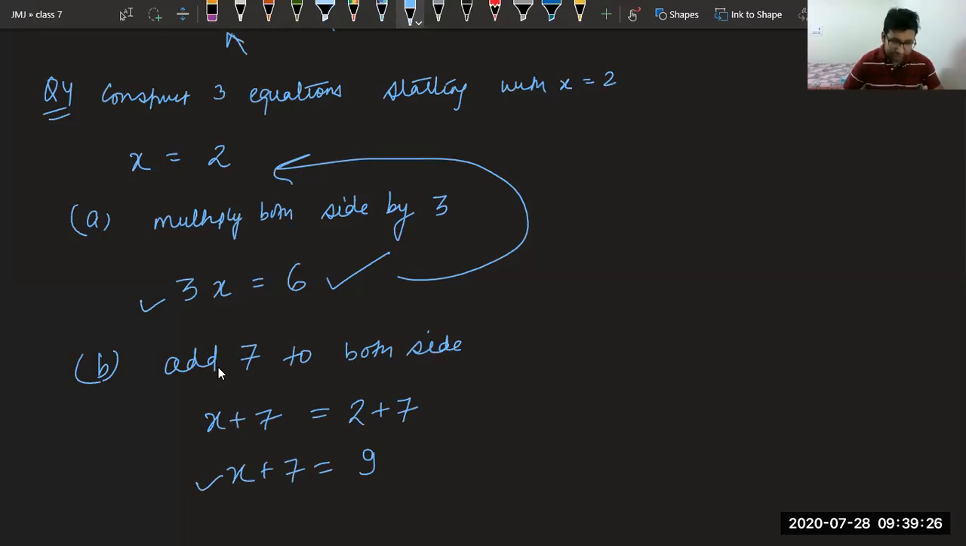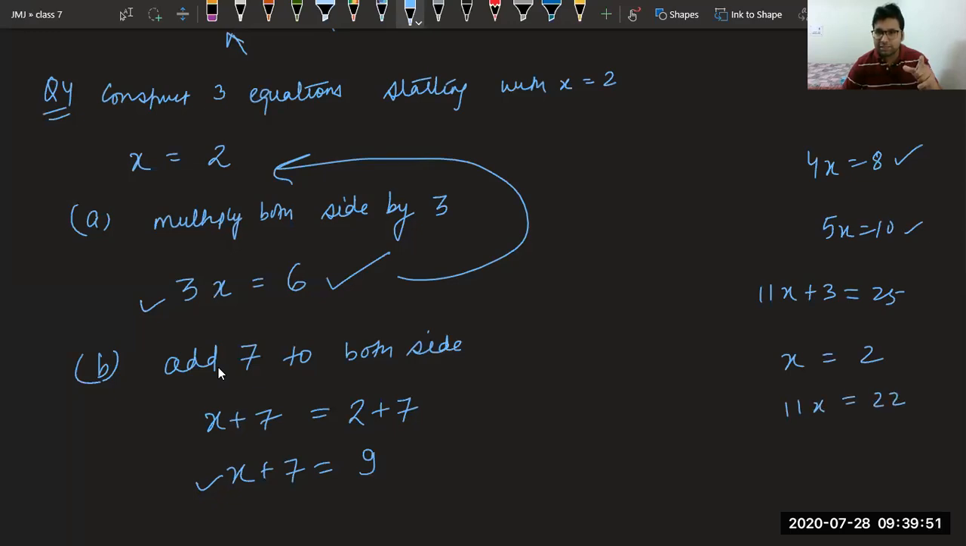Yes Betashmit, it is correct. If you are saying 4x equal to 8, it is also correct. If you are saying 5x equal to 10, it is also correct. If you are saying 11x plus 3, let me check this one. Sanvi is saying 11x plus 3 equal to 25. Let me check what she has done. She has first multiplied with 11 both sides. It became this thing. Then she added 3 on both the sides. Very good Sanvi. Very good. You are correct.